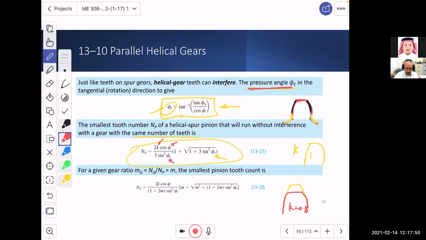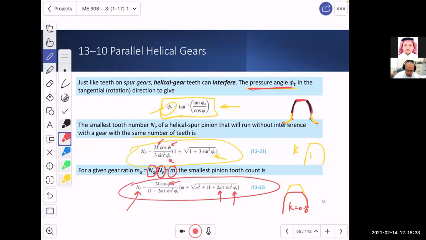All right, if you recall, first we did it for 1-to-1, then we said, what happens if we have a gear ratio, when the number of teeth on the gear are different than the number of teeth on the pinion. And when we said that, we defined m as the gear ratio, and then we had this equation which will give us the minimum or the smallest pinion tooth count, the minimum number of teeth, including m, the gear ratio, including the pressure angle and including the helix angle.